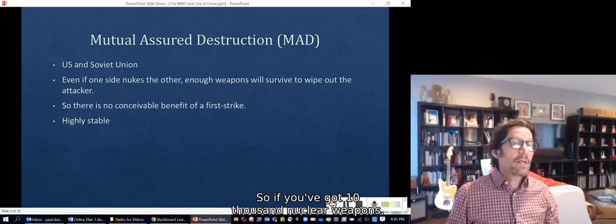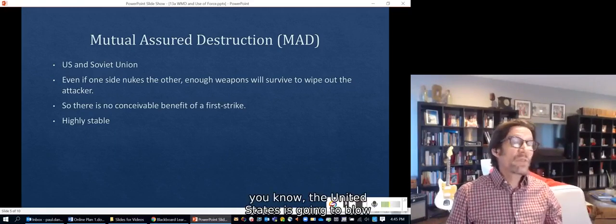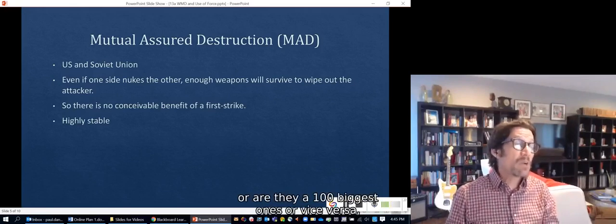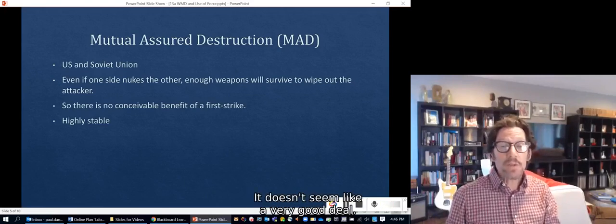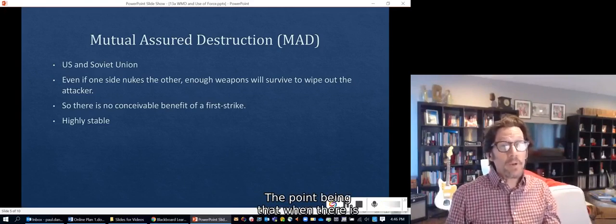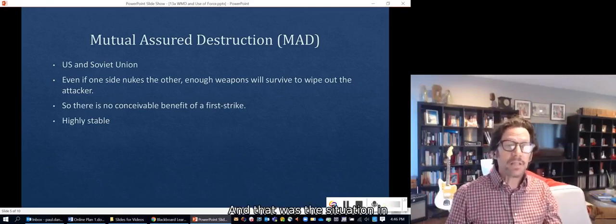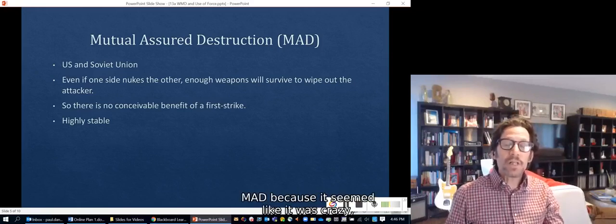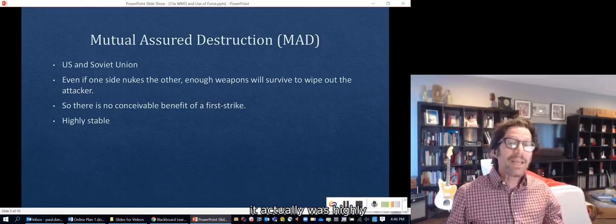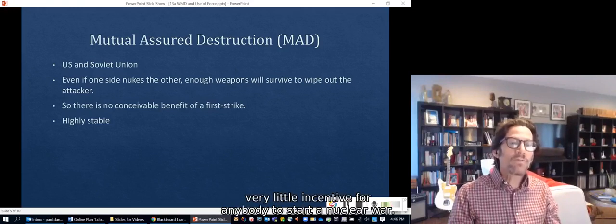So if you've got 10,000 nuclear weapons, what that means is if you're left with 1% of them after an attack, that's 100 nuclear weapons, right? And so if we think about, well, the United States is going to blow up 100 Soviet cities, the 100 biggest ones, or vice versa, that the Soviets are going to blow up the 100 biggest American cities, that doesn't seem like a very good deal. The point being that when there is no conceivable benefit of a first strike, the situation is highly stable. And that was the situation in the Cold War after the mid-60s or so. And so while this jokingly was called MAD because it seemed like it was crazy, it actually was highly rational, in the sense that we got to a situation where there was very little incentive for anybody to start a nuclear war.